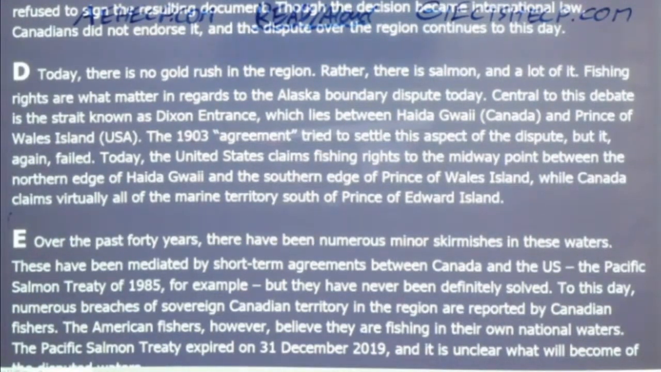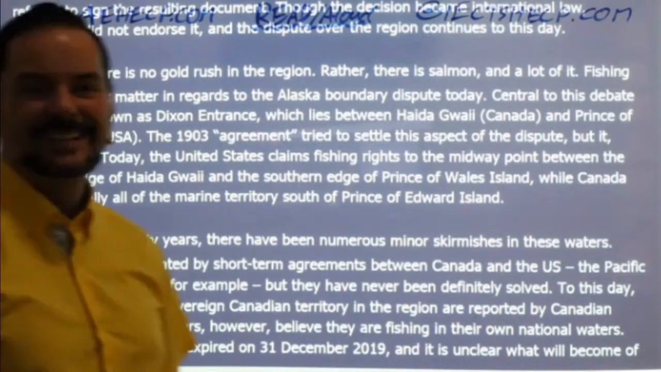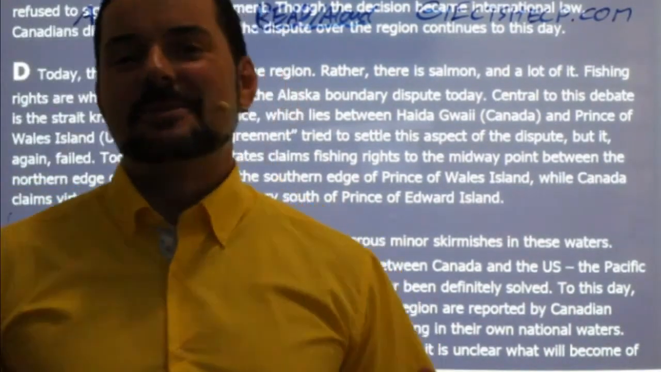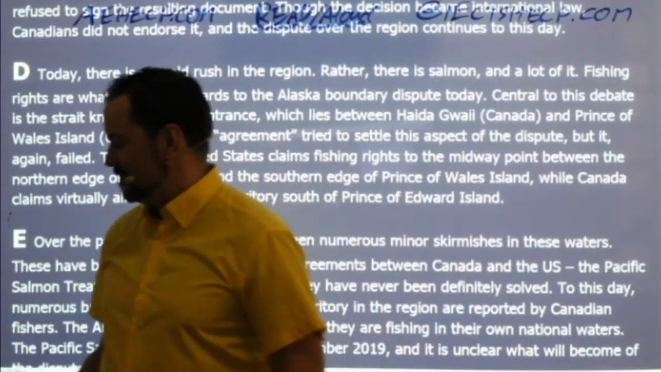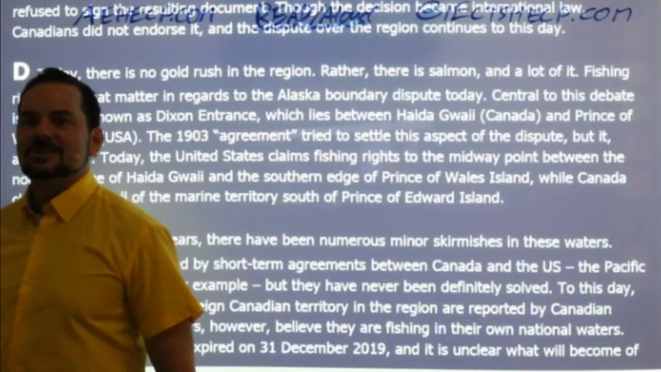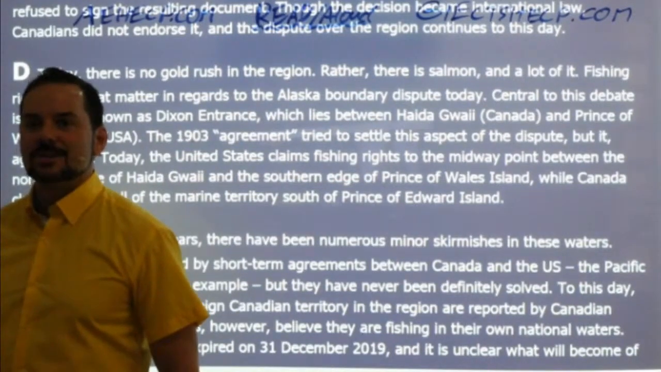So, what is this paragraph about? How would you summarize this? Okay, so lots of battling here. How would you summarize this one in your own words?